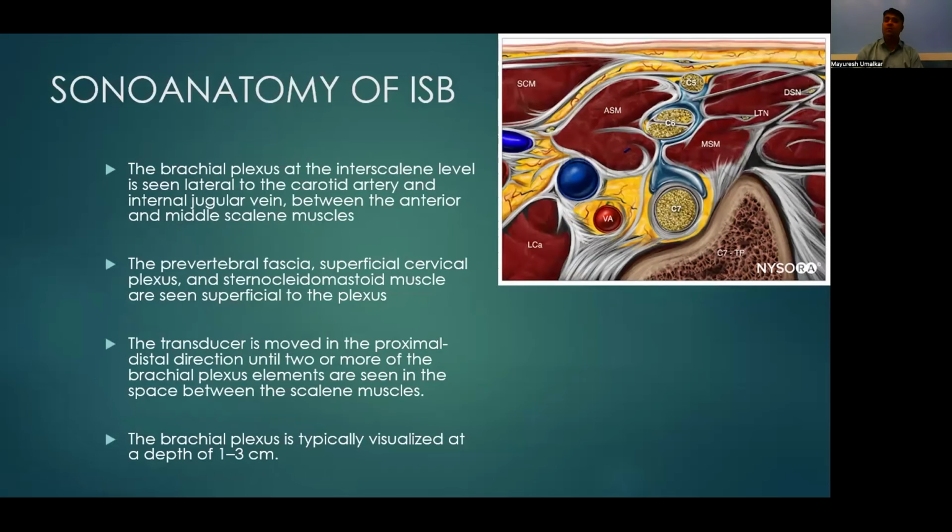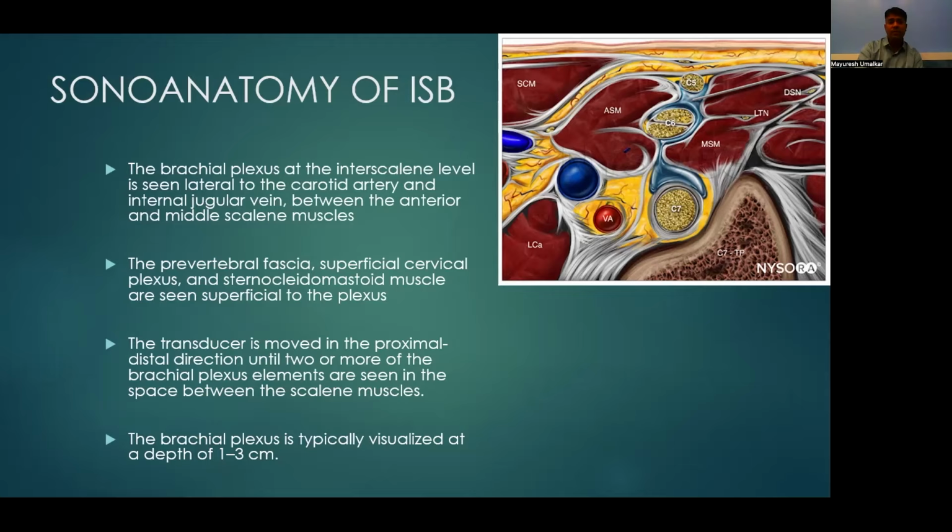Sonoanatomy of the brachial plexus: you can see the C5, C6, C7 roots between the anterior scalene and the middle scalene. Near the middle scalene muscle, you can see the long thoracic nerve and dorsal scapular nerve, which get away from C5 and C6. You can see the vertebral artery, and just medial to the anterior scalene muscle there is the common carotid artery and the internal jugular vein.